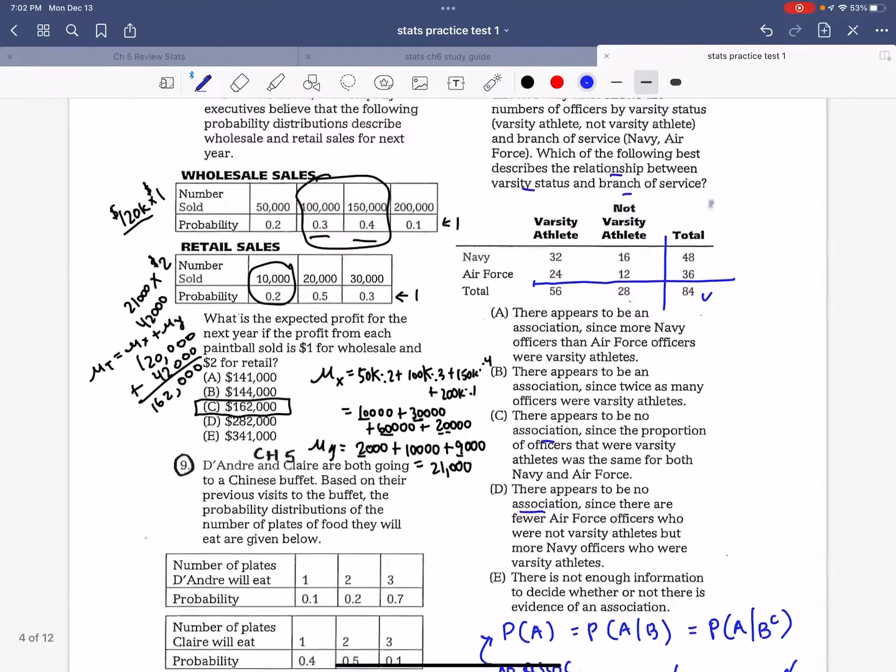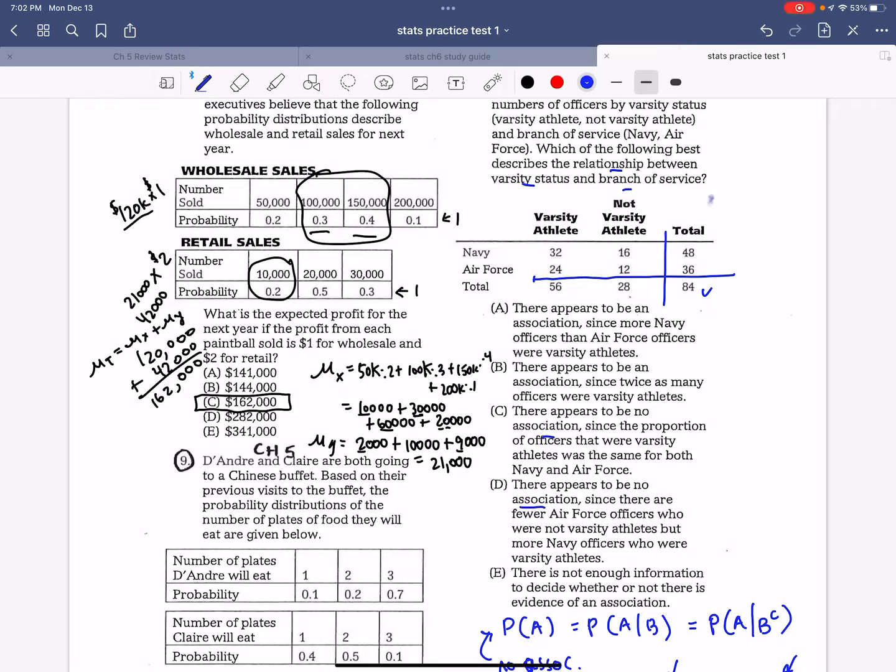Using this same analogy, we are going to figure out if there's an association between being in which armed forces and whether or not you were a varsity athlete. So we look at this here, we say, given that you're in the Navy, that's 48. What's the likelihood you're in varsity sports? That's 32. Now let's ask, what's the probability you're in varsity sports given that you're not in the Navy, which is the Air Force? So I'm taking a look at these two ratios and deciding if they're the same. Out of the 36 we talked to in the Air Force, 24. And the probability of varsity just in general is 56 out of 84. So we're going to turn each of these into a decimal and see if they're equal to the same decimal.